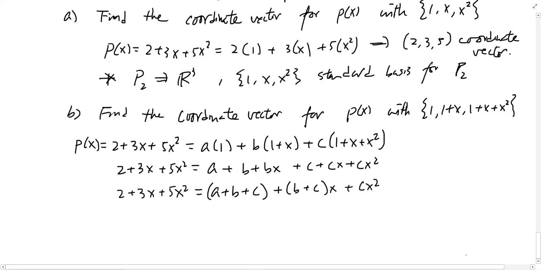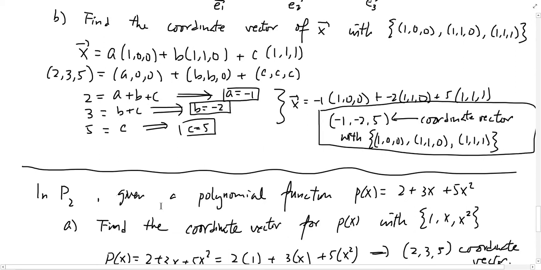Now, notice that a plus b plus c is the constant term, therefore it must equal the constant term on the other side. b plus c is the coefficient for the x term, which has to equal the coefficient on the other side. And then c must equal the coefficient of x squared on the other side. Notice that's the exact same system that we solved right here. See, the entire process mirrored exactly what we did.